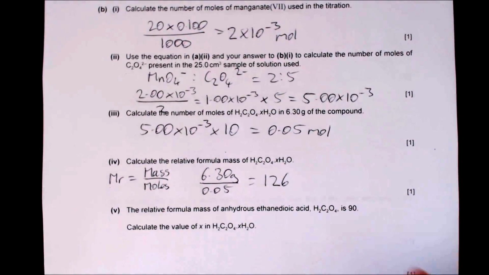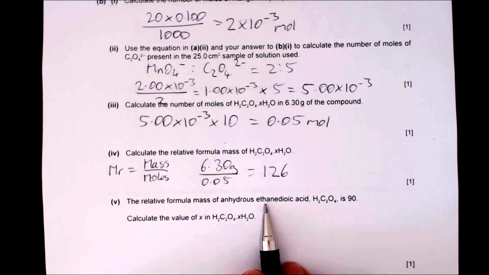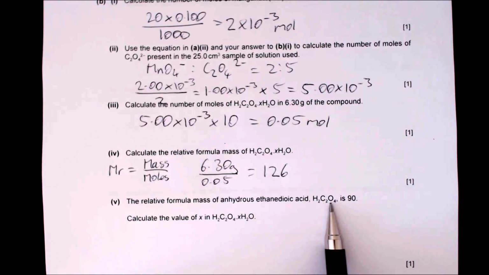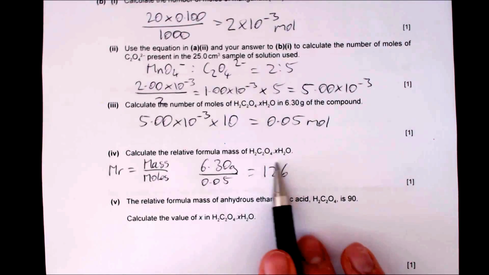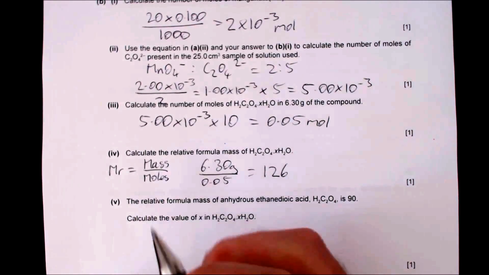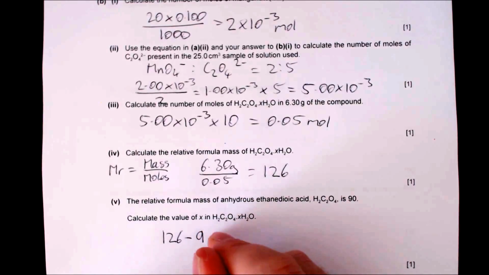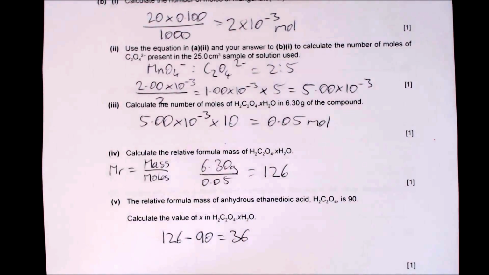And then onto the last one. It says the relative formula mass of anhydrous ethanedioic acid, H2C2O4, is 90. Calculate the value of x in this hydrated salt. So this is the relative formula mass of this. They've also told us the anhydrous version, so this is without the water. So what we're going to do is 126 minus 90, and so that's going to be 36.